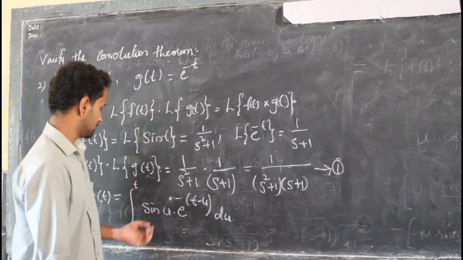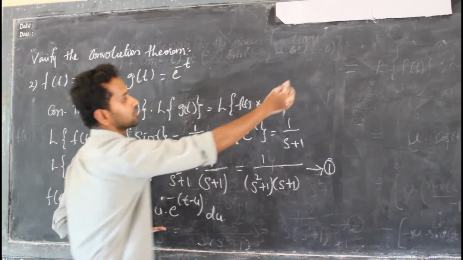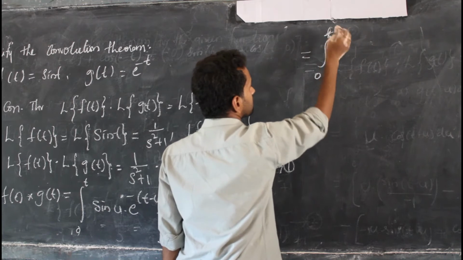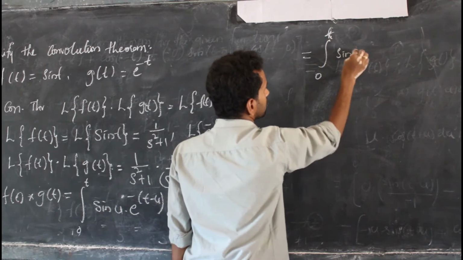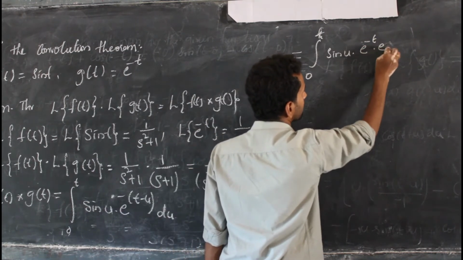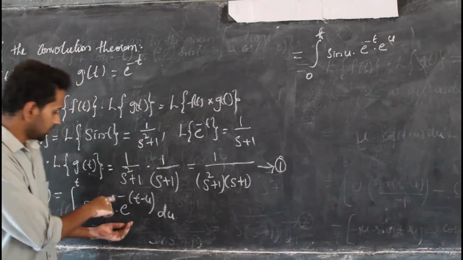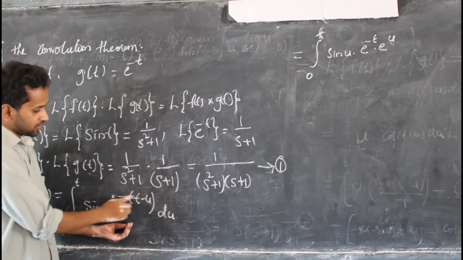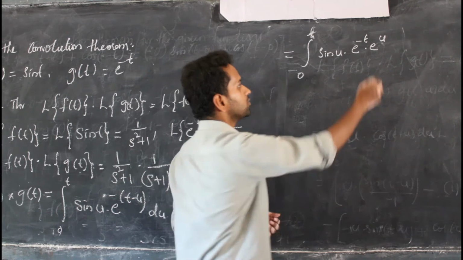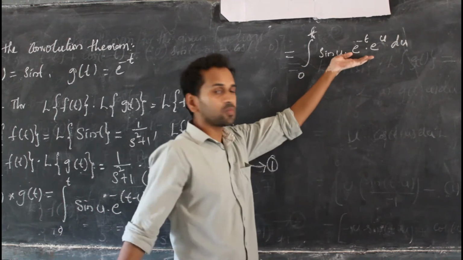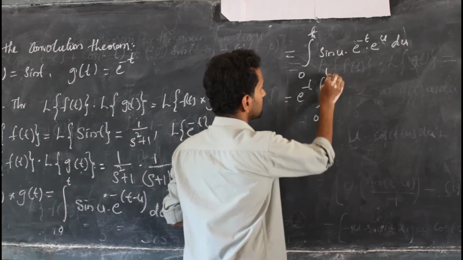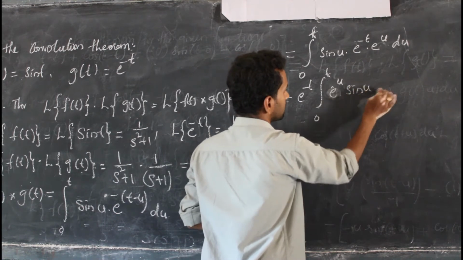Now this particular integral becomes the integral from 0 to t of sin u into e to the power of minus t into e to the power of u. So we get e to the power of minus t into e to the power of u, since I can write x to the power of a plus b equal to x to the power of a into x to the power of b, into du. Now look at it. Here e to the power of minus t is constant. I should consider this as a constant. Integral 0 to t of e to the power of u into sin u into du.